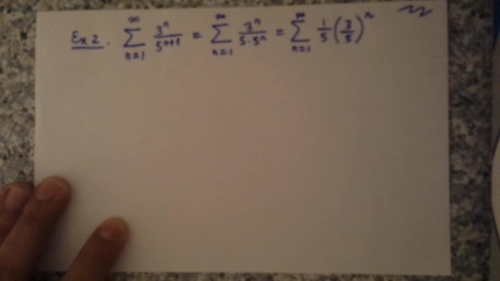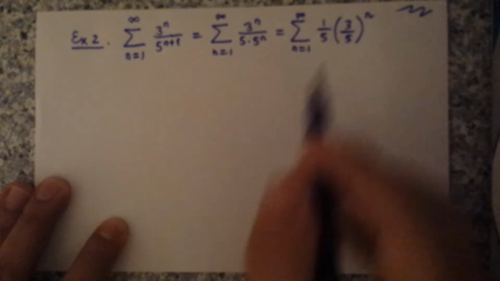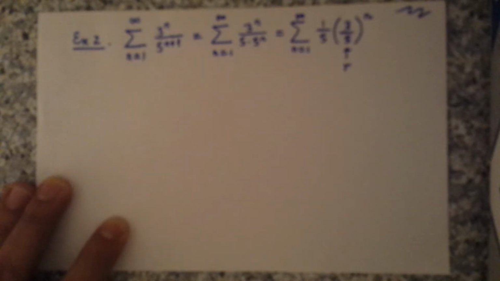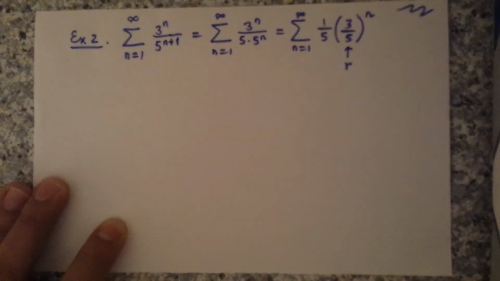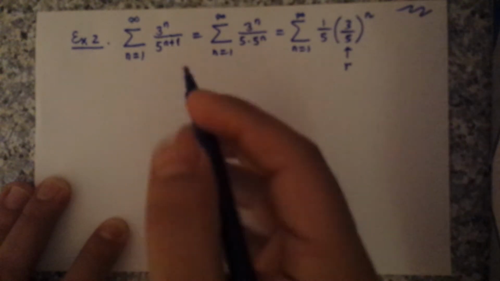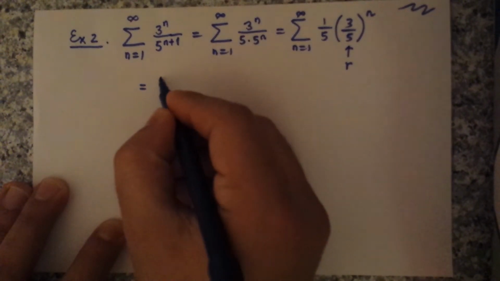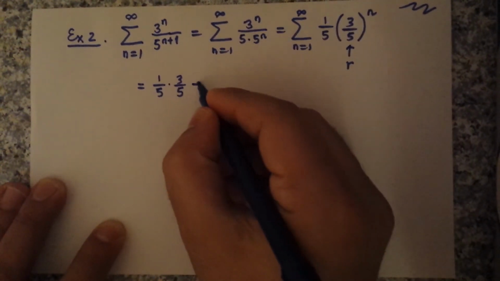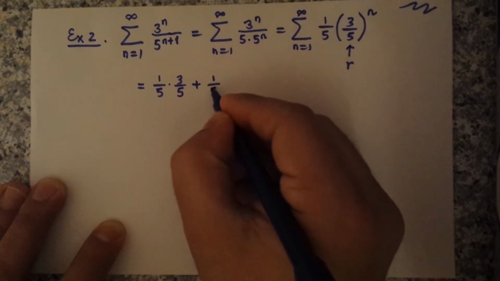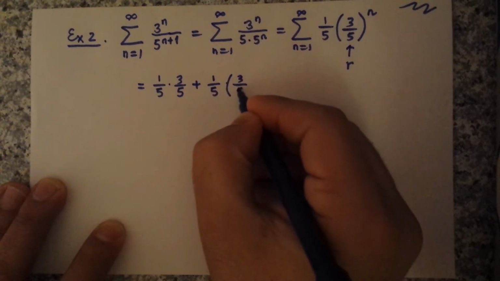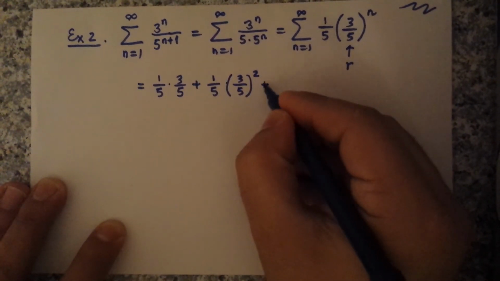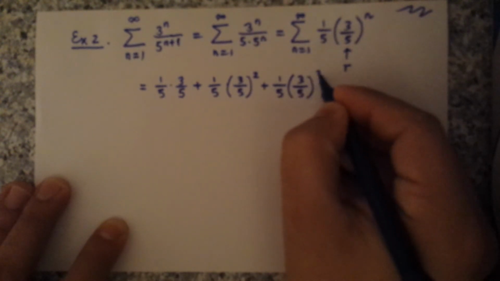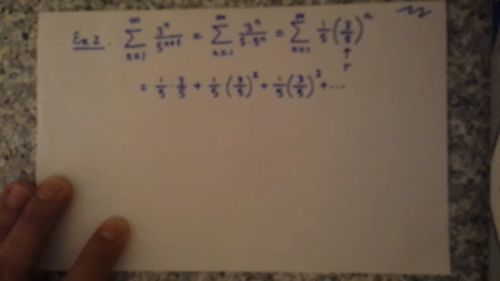Or you can really expand the first couple terms, and you're going to see each time you're multiplying that by 3 over 5. So this is basically my r. Although it doesn't look like the standard form, the power n minus 1, you can still see it if you write a couple terms. The first term will be 1 over 5 times 3 over 5, plus the second term will be 1 over 5 times 3 over 5 squared, and then the next term will be 1 over 5 times 3 over 5 cubed, plus, and so on.